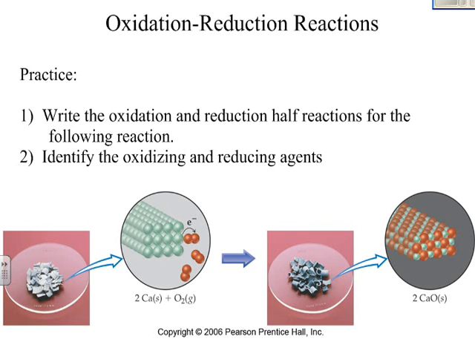So for some practice, depicted below is the reaction between calcium and oxygen. So why don't you write the half reactions for both the oxidation part and the reduction part. Also identify the oxidizing agent as well as the reducing agent.